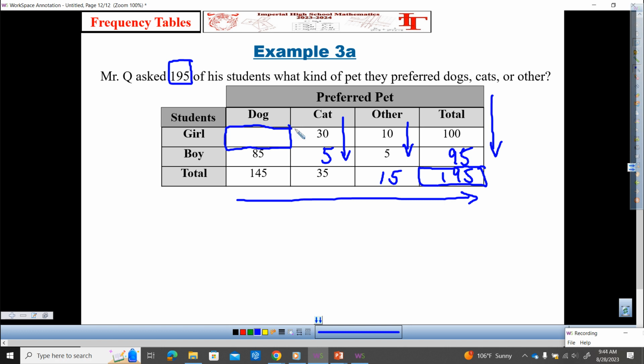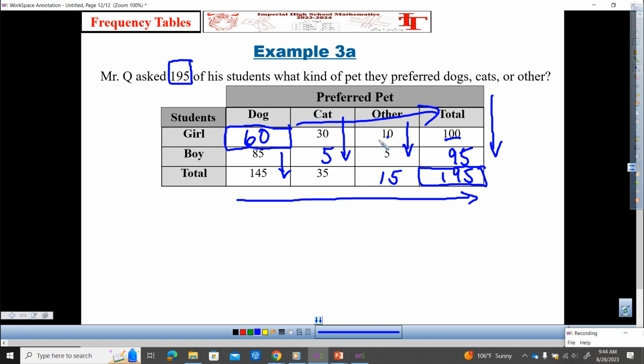What'd you get for that number, Noel? Oh, still working on it? Okay. All right, help him out, Kristen. 60. How did you get that? All right, so Kristen subtracted 85 from 145. Okay, that's good. So she went this way. What if I went that way? What is 30 plus 10? 40. How many more to 100? 60. So those are two ways of looking at it.